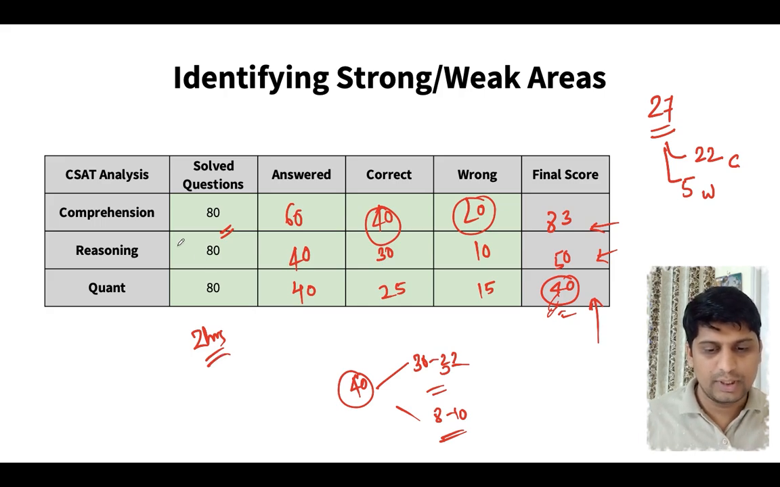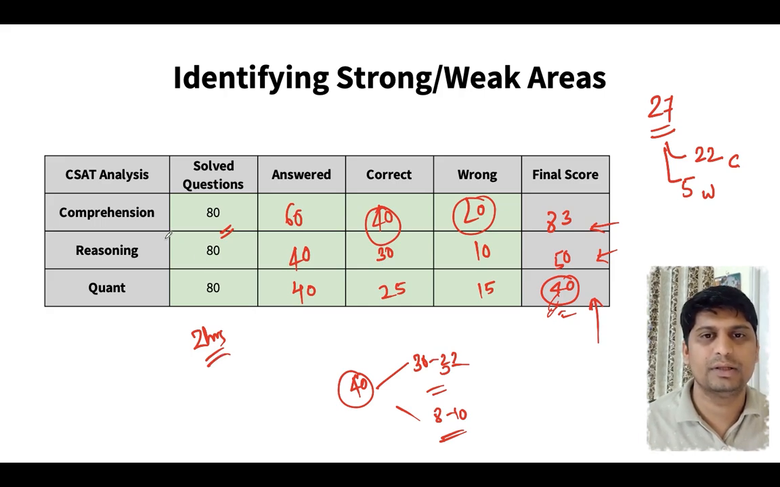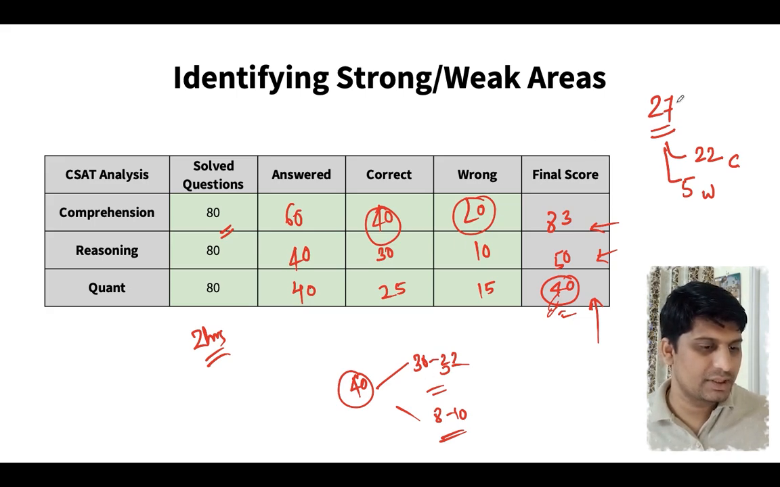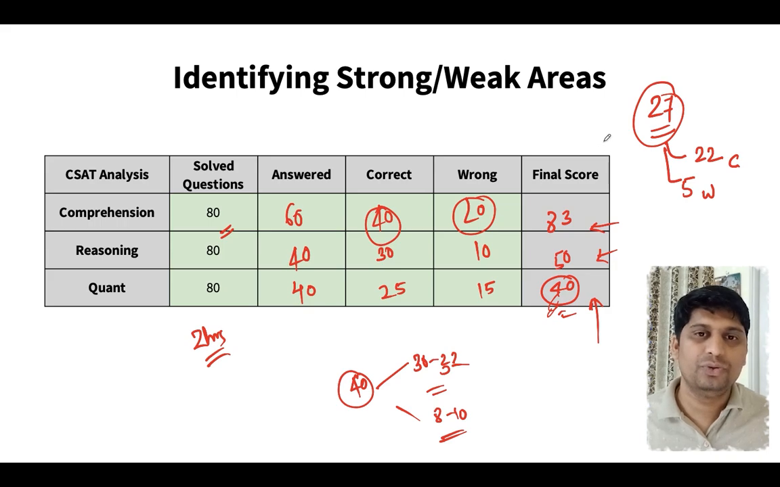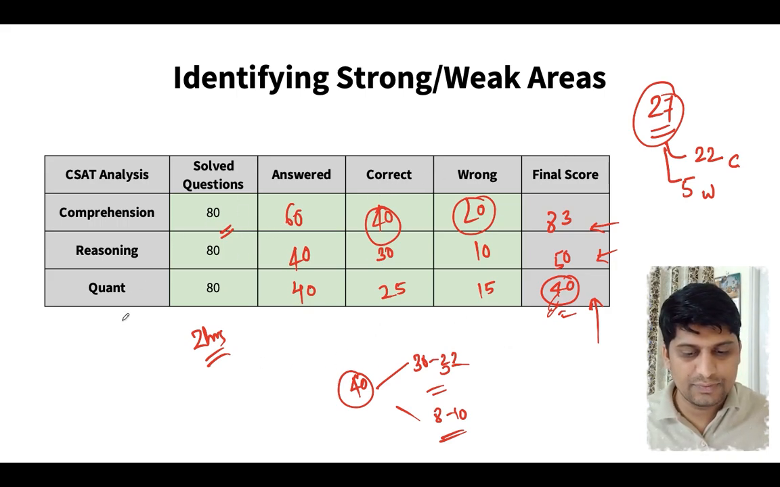So let's say somebody does that for comprehension. He does comprehension very thoroughly. He's able to have very good accuracy in comprehension. But know that only 27 questions come in the actual exam from comprehension. So you also need to do another section. So let's say we move to quant.